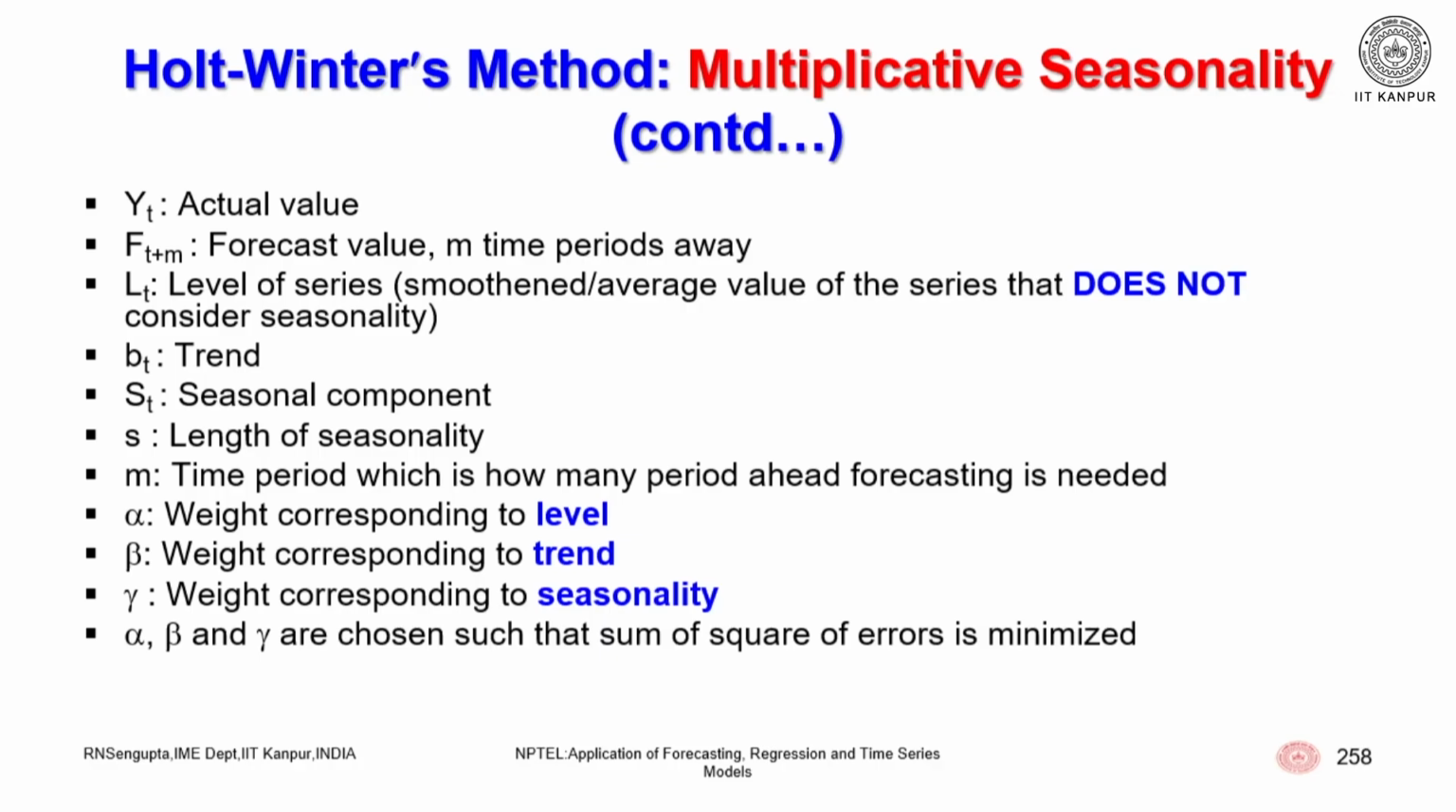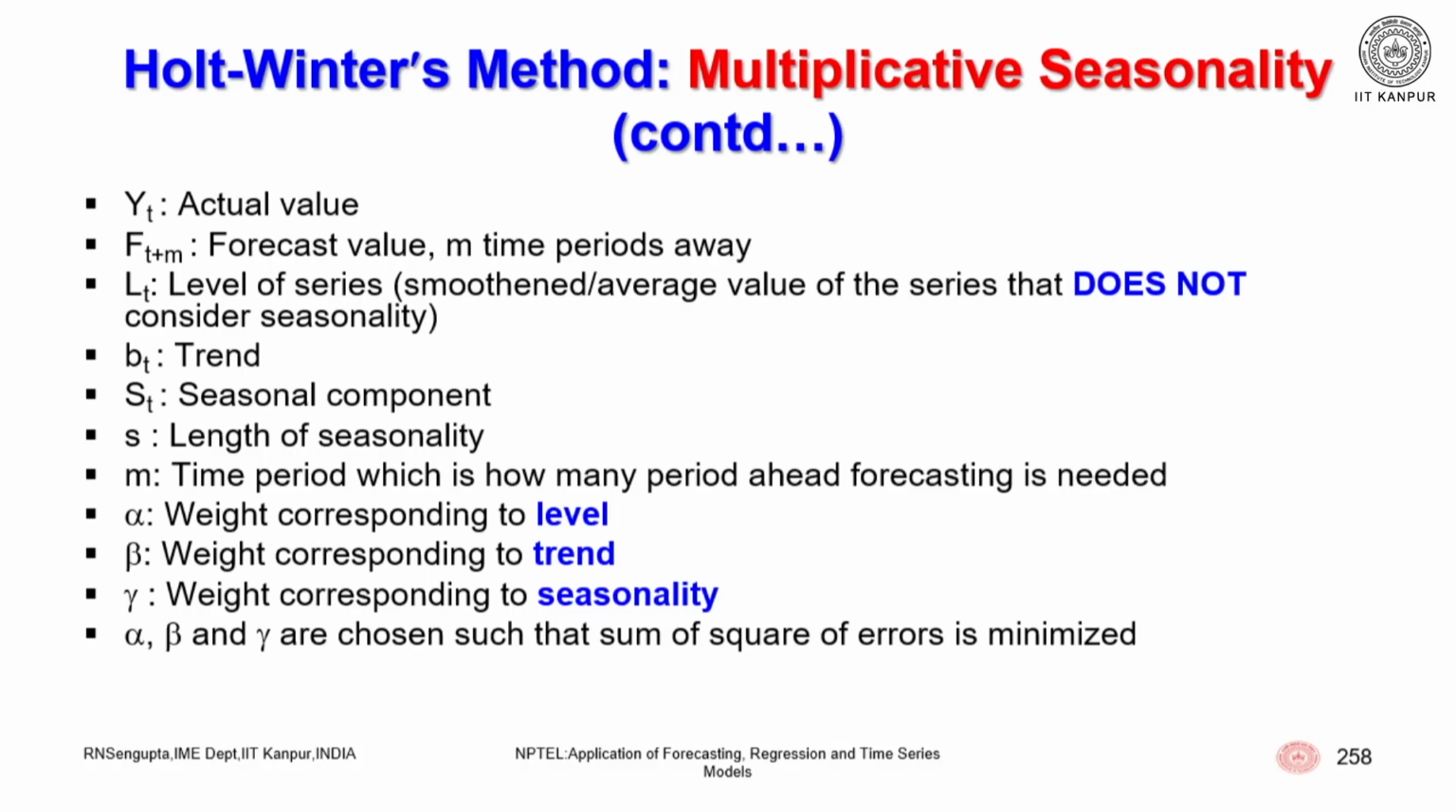So, y t, as you can see in the slide, is the actual value, f t plus m is the forecasted value m time periods forward, and L t is the level of the series, which does not consider seasonality. L is basically the level from where you are, a snapshot, so at which position. B t is the trend, which is the per unit time change. Capital S suffix t is the seasonal component, small s is the length of seasonality, and m is the time period, which is how many periods ahead you are trying to forecast.